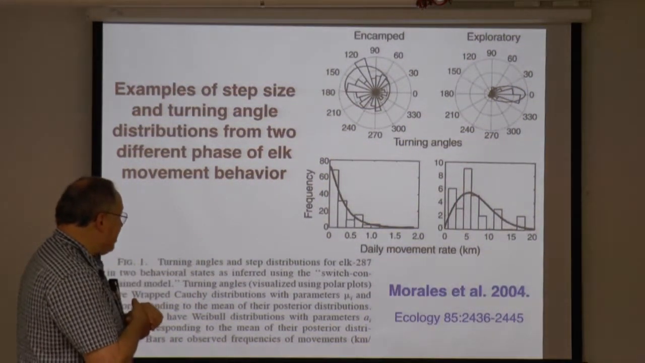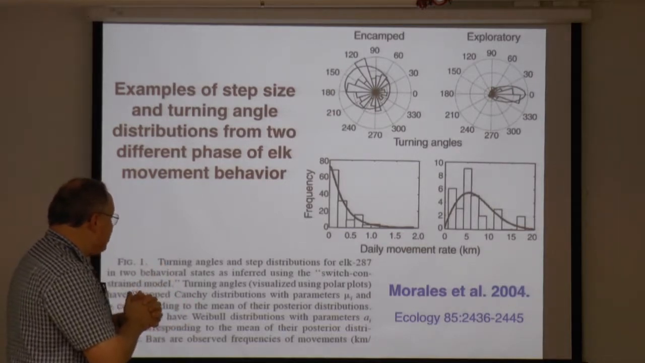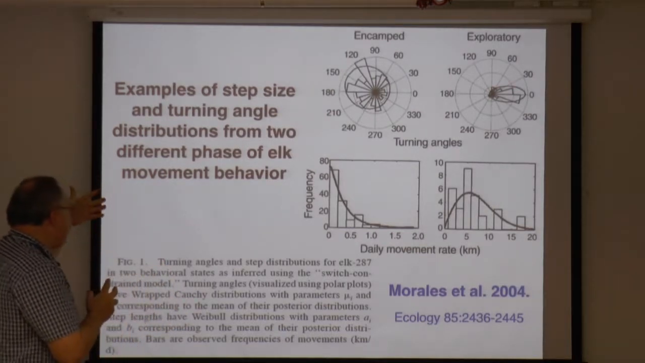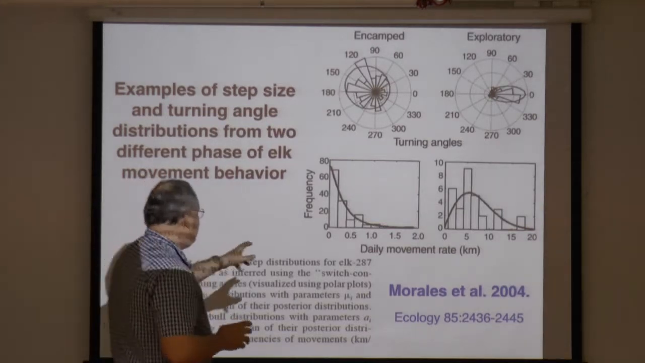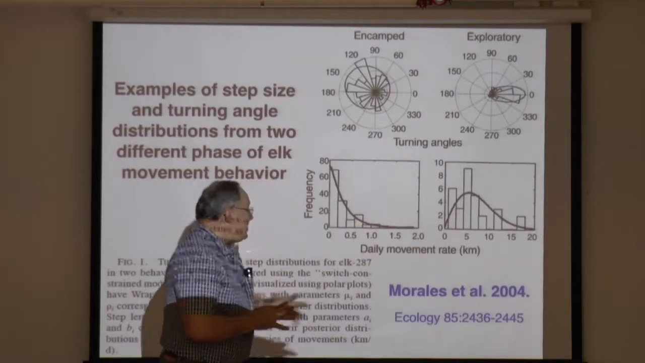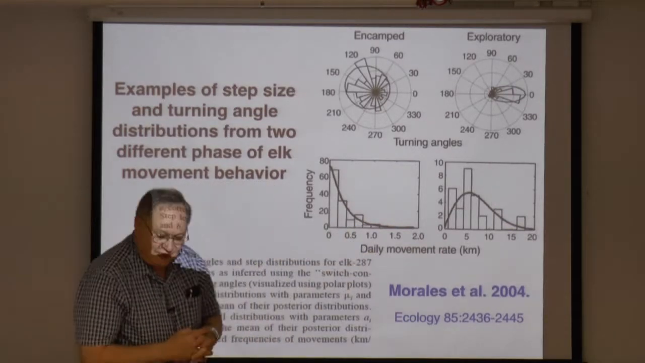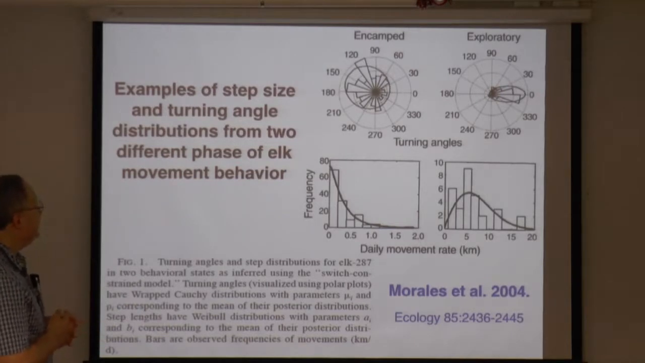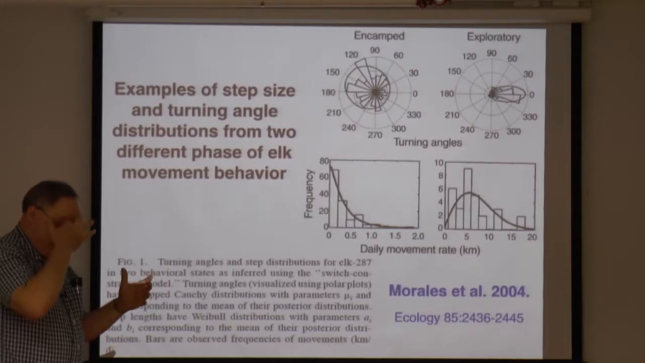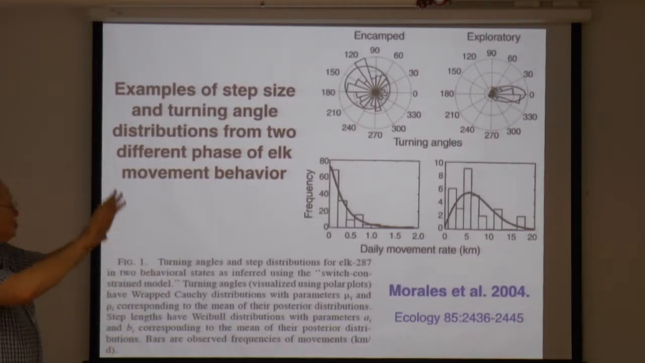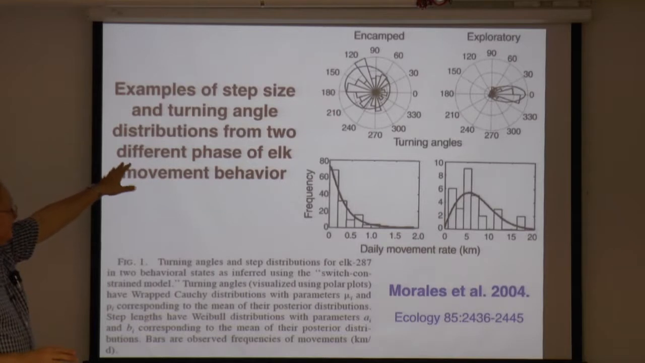And Morales et al. in 2004 published a paper in Ecology where they were looking at data from elk, and they had a number of elk, and this is data from elk 287. They actually recognized two different phases of the animal's behavior. One which they called the animal encamped in a particular area, and another is the animal exploring on a much wider horizon, and these behaviors take place at different times of the year.